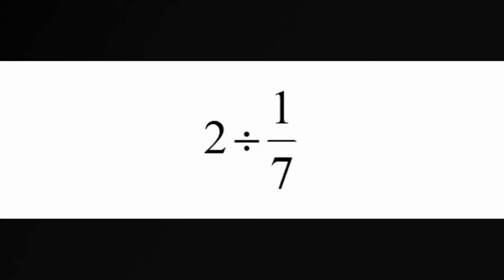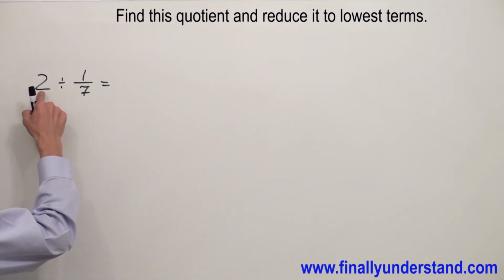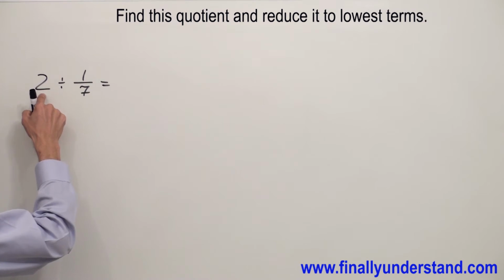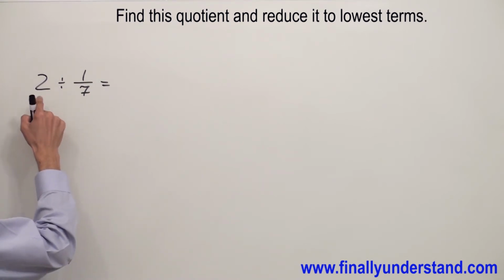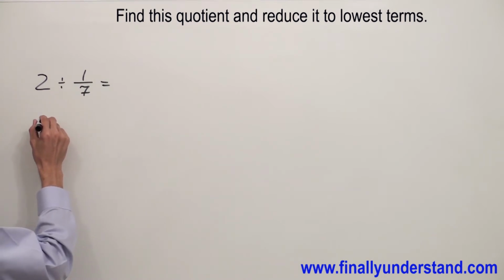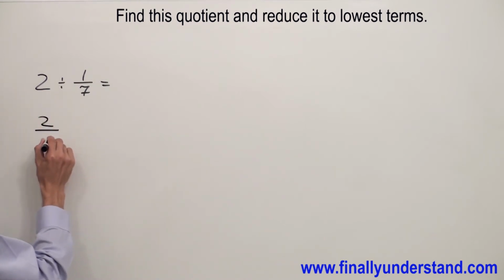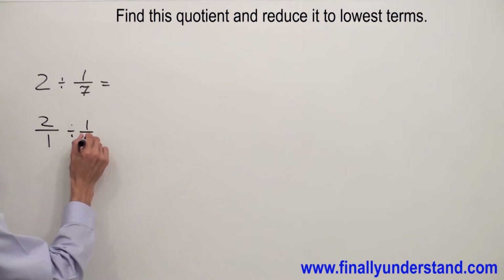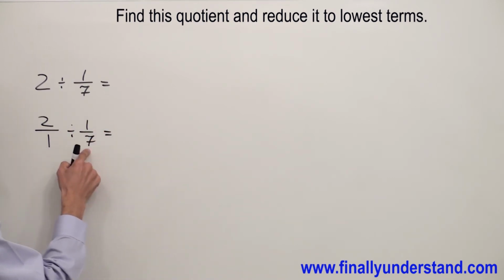This time we are going to divide a whole number by a fraction. Anytime you are going to divide a whole number by a fraction, you have to convert the whole number to a fraction first. In other words, you have to convert 2 to an improper fraction. Simply write 2 over 1, divided by 1 over 7. Now I have two fractions.